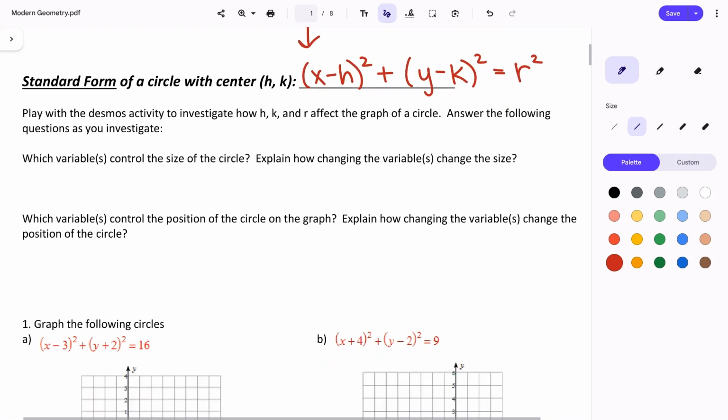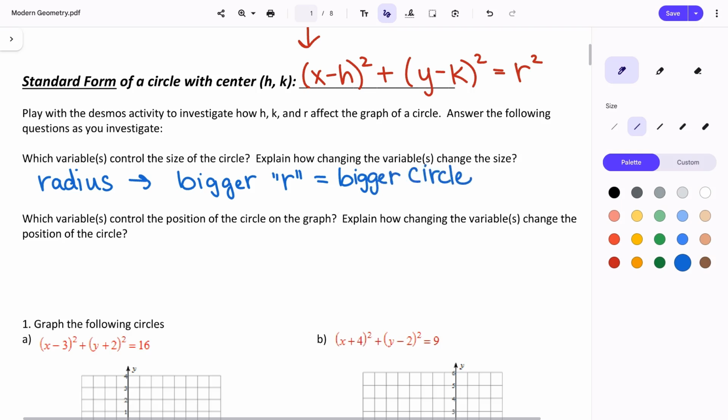So down here, I'm just going to write out that the radius is going to control the size. Because if you have a bigger radius, so a bigger R, you're going to have a bigger circle. And the same could be said opposite. If you have a smaller R, you have a smaller circle. Okay? The variable that controls where the circle is going to be is the center. And I want to talk a little bit more about that H, K.